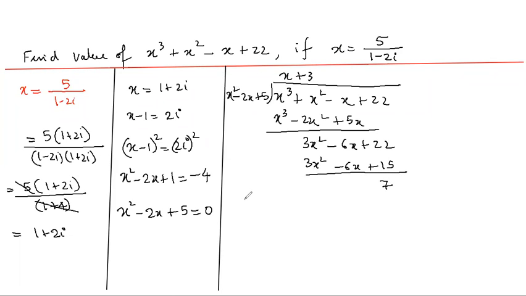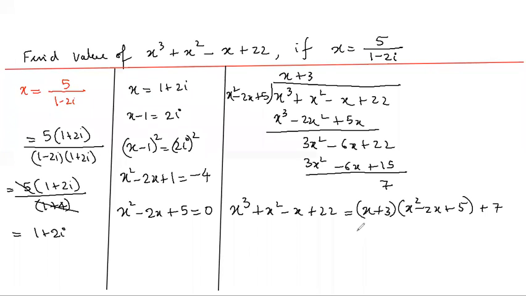So x cube plus x square minus x plus 22 can be written as x plus 3 multiplied with x square minus 2x plus 5, plus 7. This became x plus 3 into 0, plus 7. So your answer became 7. Understood?